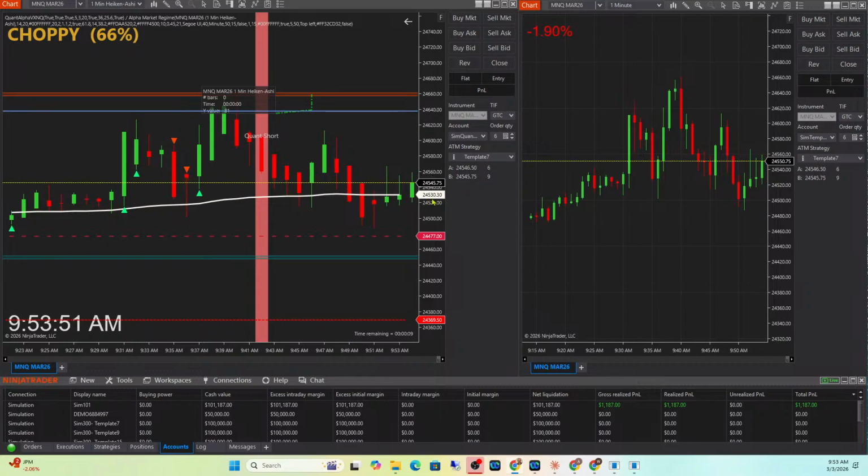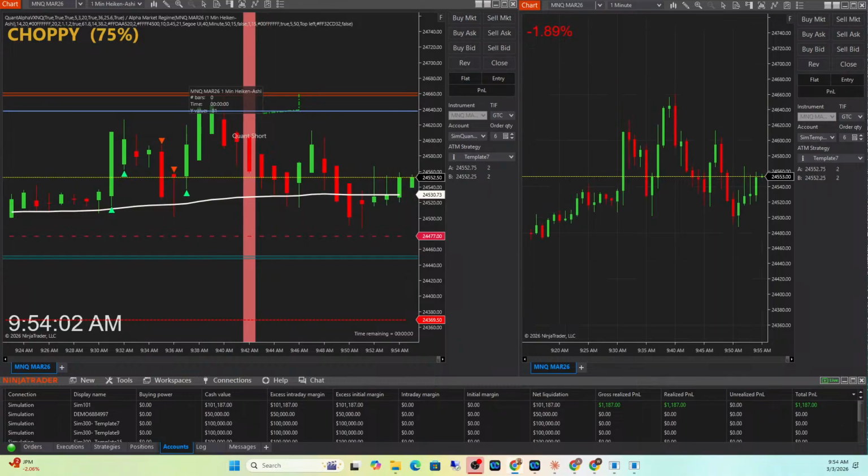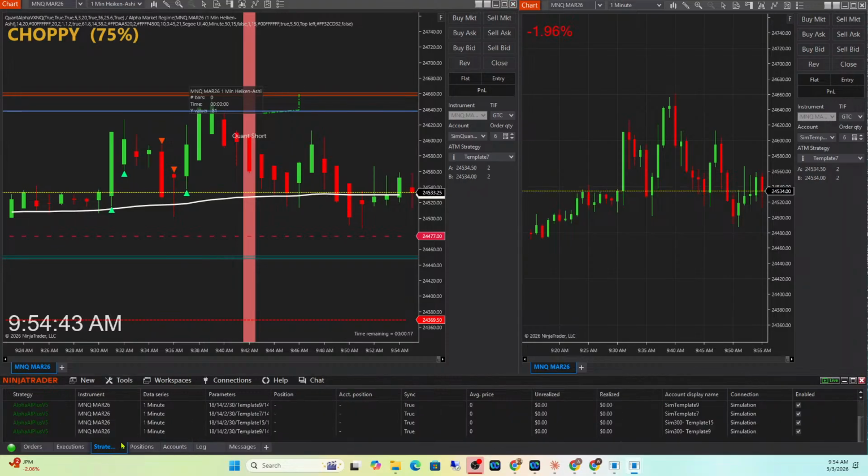Still looking for a new trade. Even the Alpha Plus didn't take any trade so far. Make sure everything is enabled. Yes, everything is enabled.